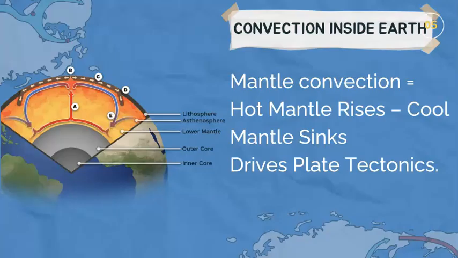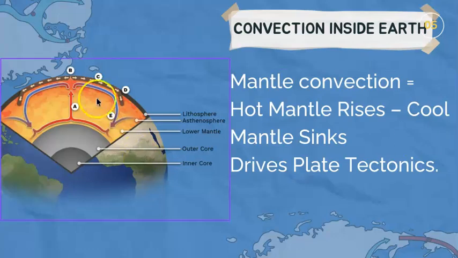Convection inside Earth. Now in Earth's mantle, rock is solid but still able to flow slowly. Heat from Earth's core warms the lower mantle, making it rise. As it gets closer to the surface, it cools, becomes denser, and sinks again. This slow cycle drives plate tectonics. So mantle convection equals hot mantle rises, cool mantle sinks, which drives plate tectonics.